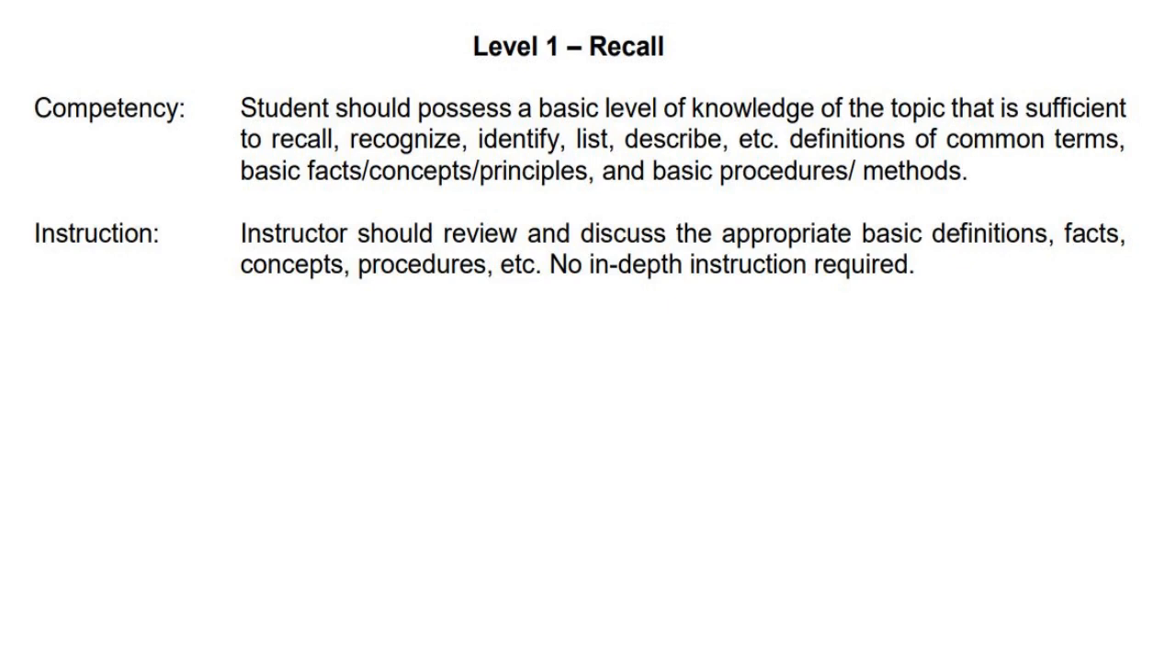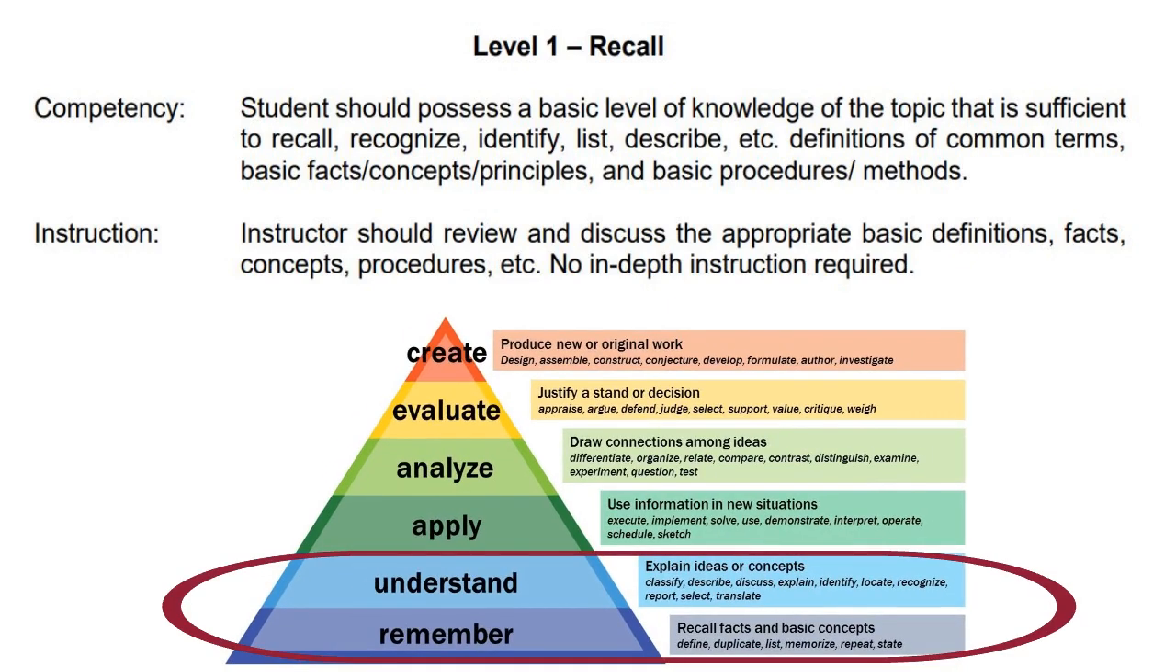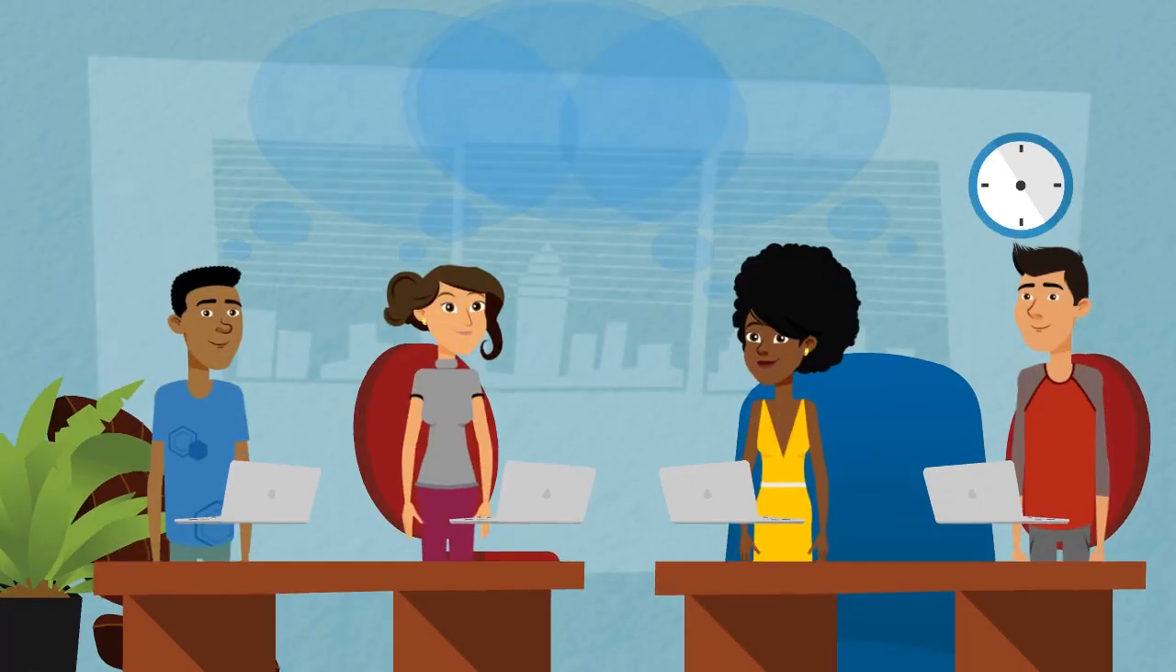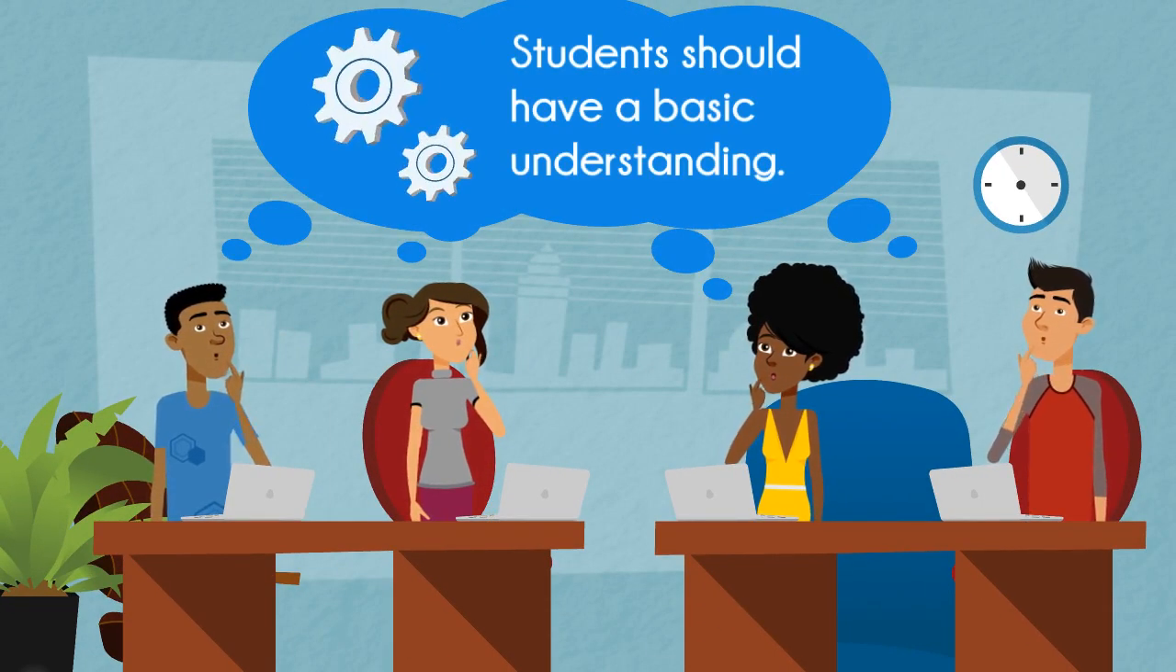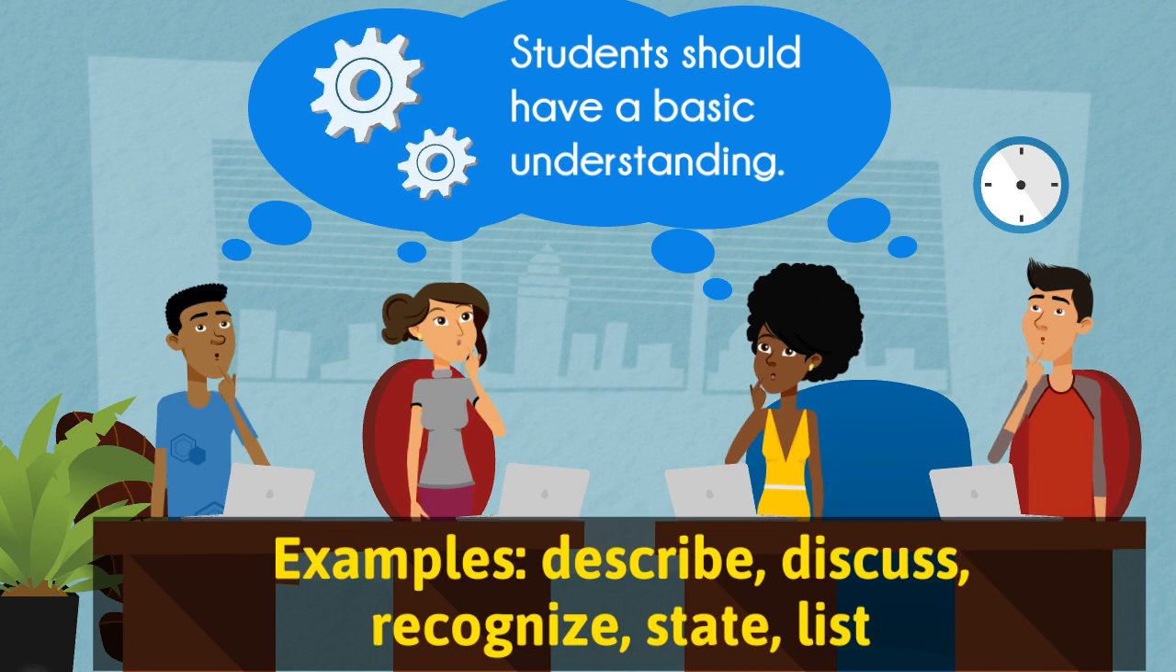The Commission's instructional level of 1 is recall, which is based on the understand and remember categories within Bloom's taxonomy. At this level, students should have a basic understanding of terms and concepts. A few examples of objectives in this level would be describe, discuss, recognize, state, or list.